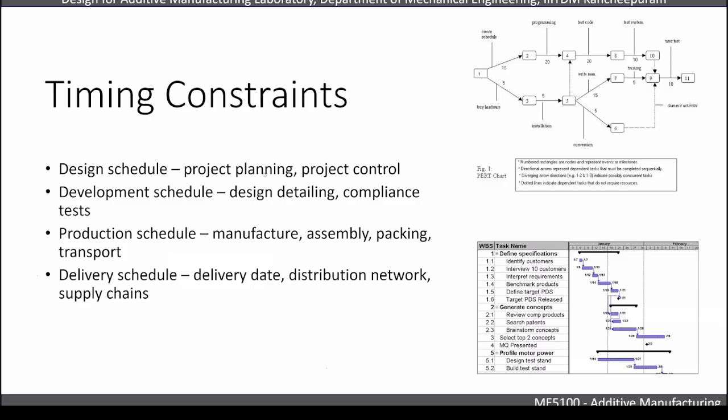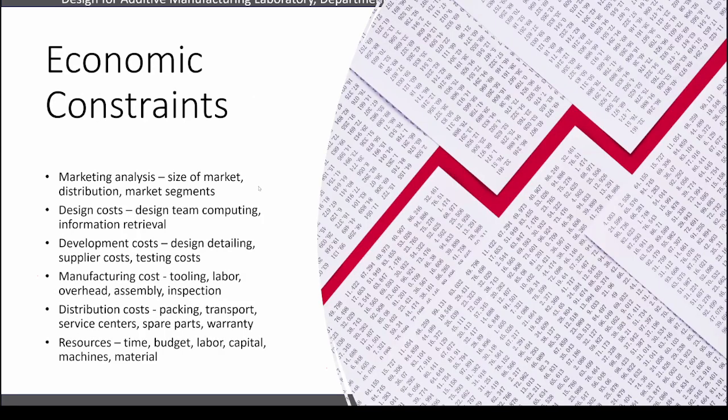And timing constraints, that we need to have lead time. So how long does it take for the production to start? What is the lead time? So design schedule, developmental schedule, production schedule. So timing constraints are another constraint. Another is economic constraints, like design cost, development cost, manufacturing cost, distribution cost, all those things, right?